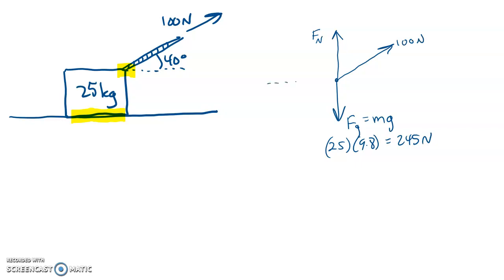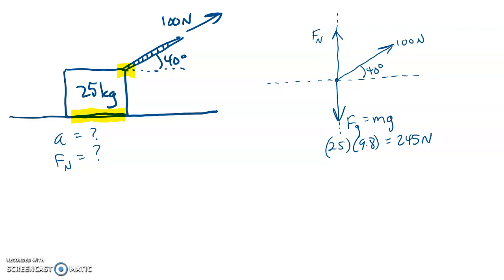And let me just draw an x and y axis here so that I can measure that angle from the horizontal, 40 degrees. And that's it. Those are all the forces that are acting on this object. By the way, I didn't tell you what we're trying to find here. Let's see if we can figure out its acceleration, and let's see if we can figure out what the normal force is equal to.